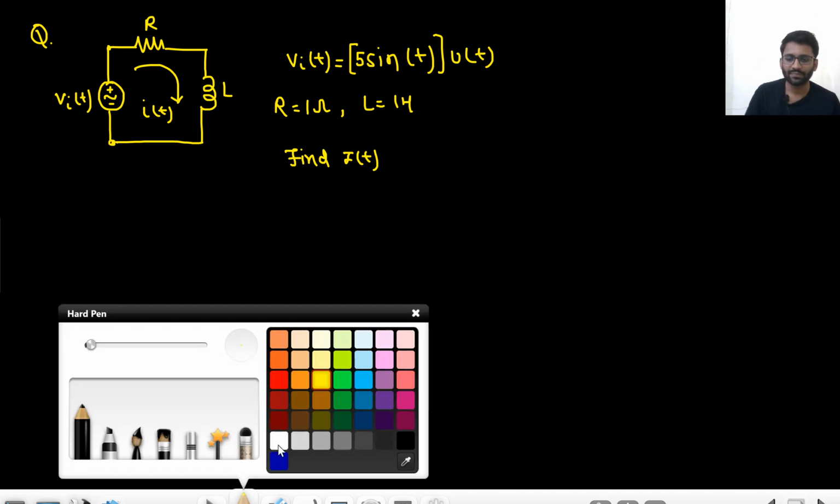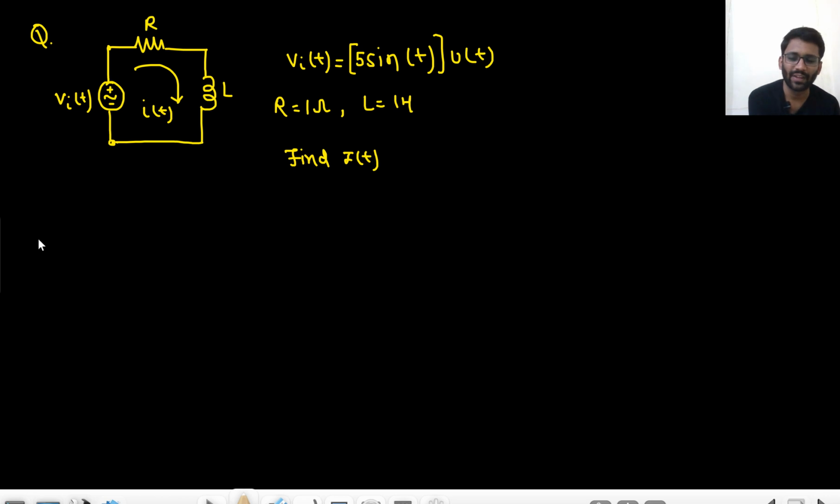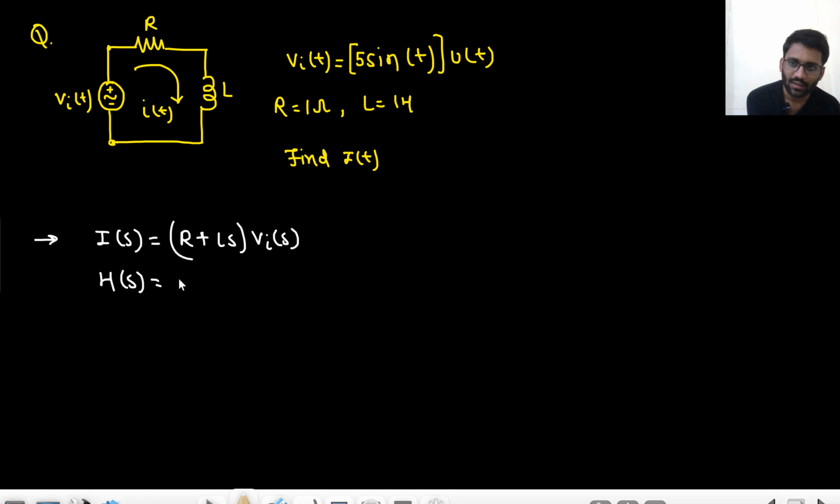Okay. So first what we will do, we will find it in the S domain. So what will be your I of S? I of S will be V in S divided by R plus LS. So what is your transfer function basically? H of S, that is I in upon V in S.